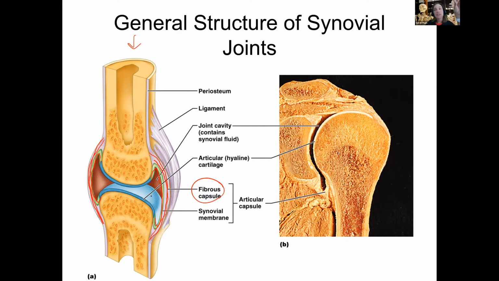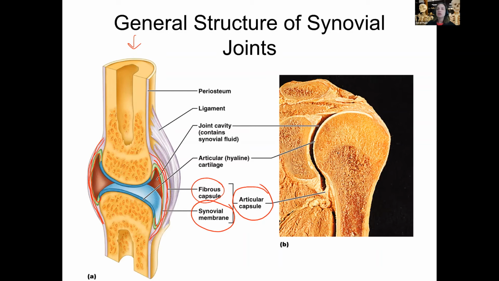And that one's a lot thinner. And the synovial membrane is there really to reduce friction so that you don't generate too much heat in your joint. Okay, and those two things together make up the articular capsule.